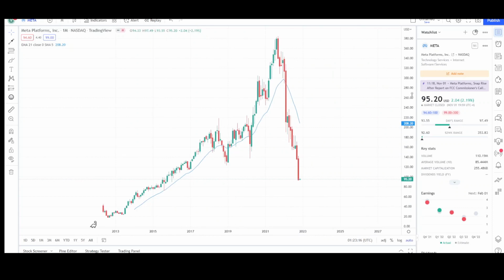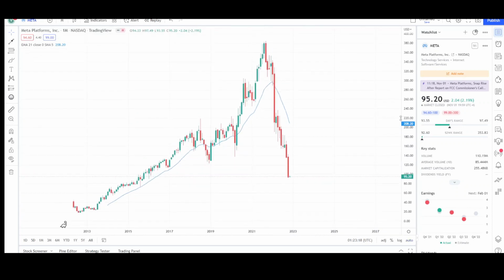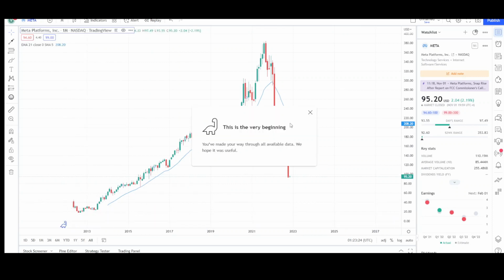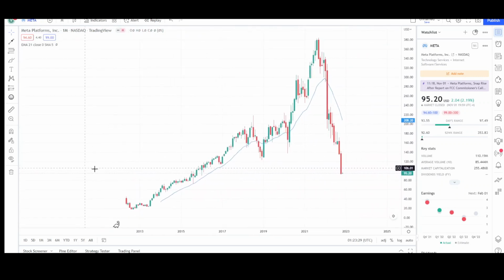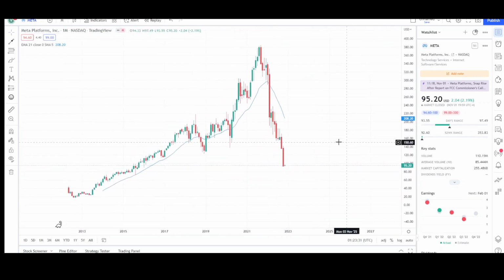So here's the monthly chart. This is the entire price action for this company since it IPO'd back in 2012. You can see this dinosaur marks the beginning of the price, so I can't analyze anything before that. This is all that I can see, and you can see that prices were going up since 2012, peaked back here in 2021. Ever since then, we've been crashing down.